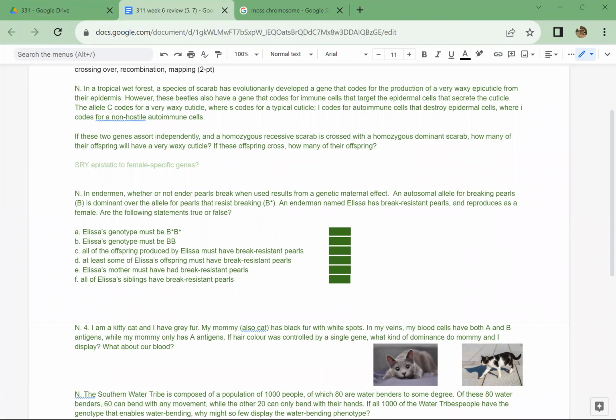So the allele C, capital C, codes for a very waxy cuticle. Oh, sorry, I didn't change it. One second, please.